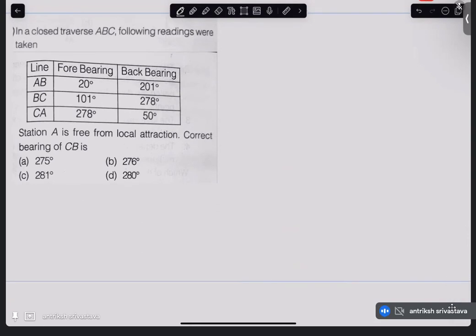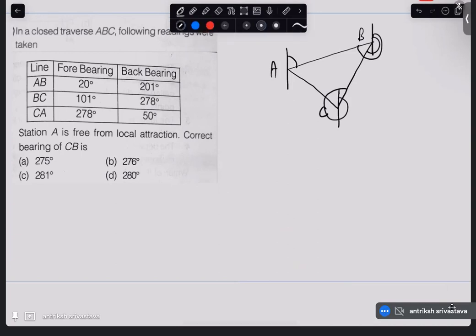In a closed traverse ABC, so we had a closed traverse ABC. What do we have? We have the four bearings. So let's say this is A, this is B, this is C. So we have the four bearing at A and then back bearing at B, then four bearing from B and back bearing from C to B, then four bearing from C to A and back bearing from A to C. Right, we have all this information.